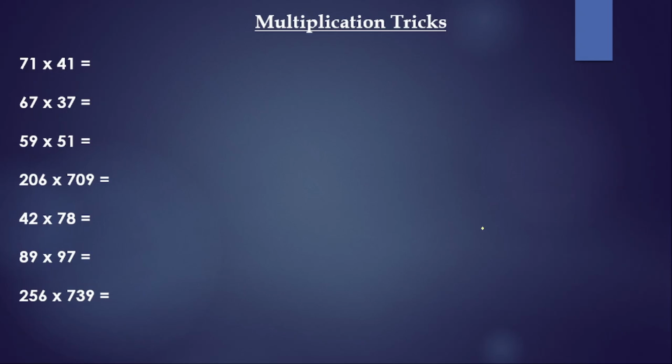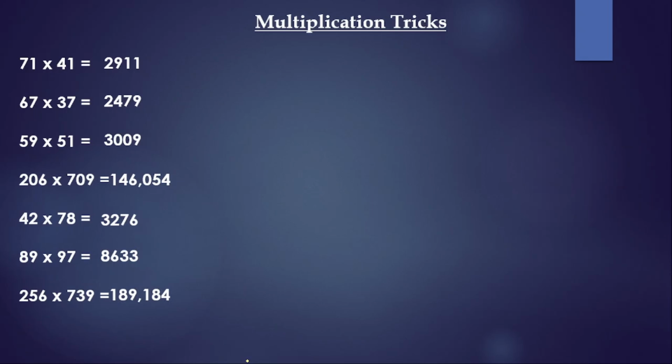71 times 41 would be 2911. 67 times 37, 2479. 59 times 51, 3009. 206 times 709, 146054. 42 times 78, 3276. 89 times 97, 8633. 256 times 739, 189184.